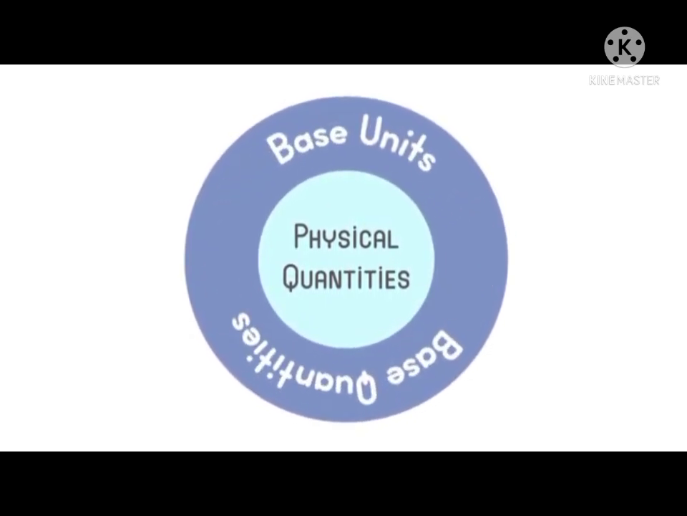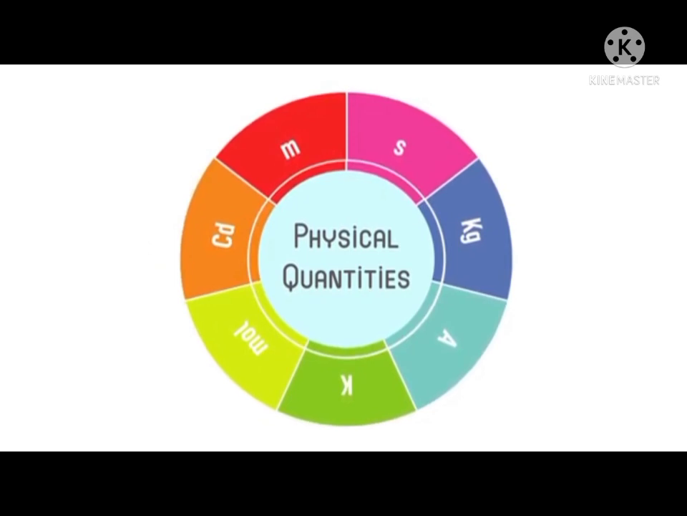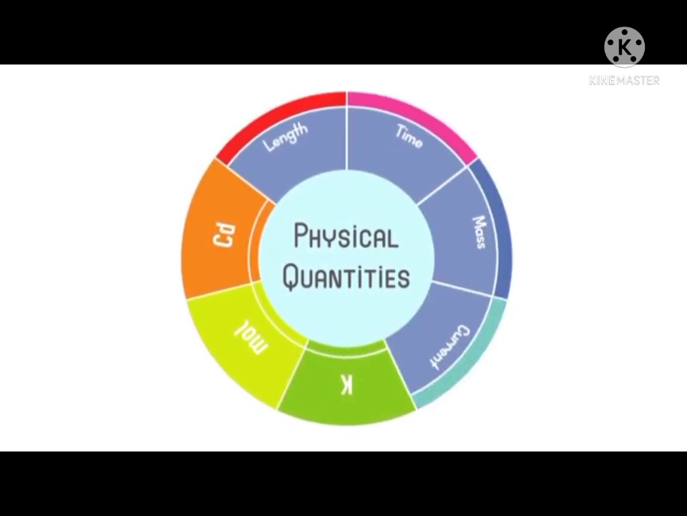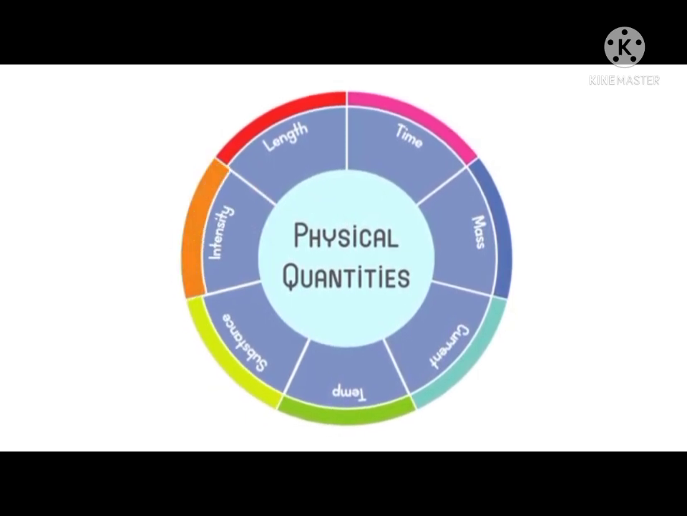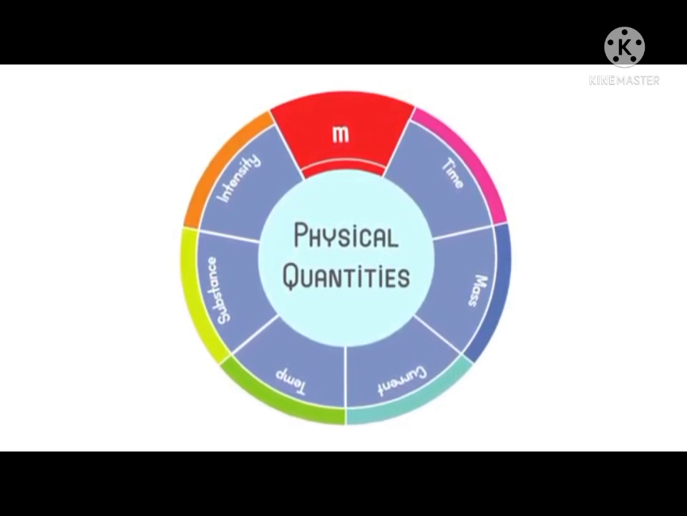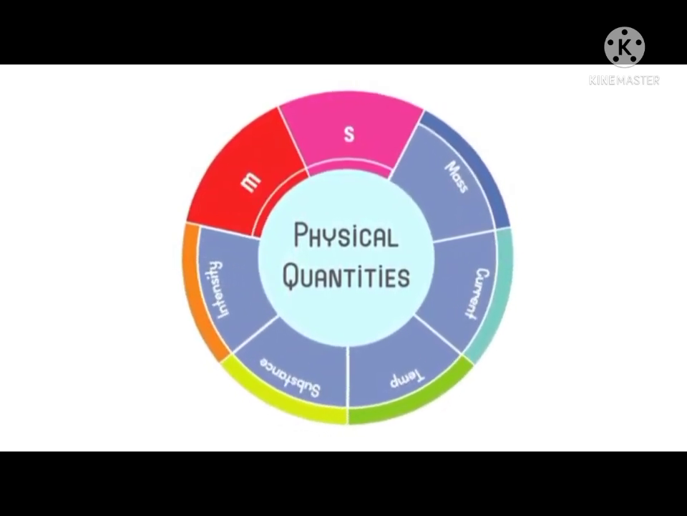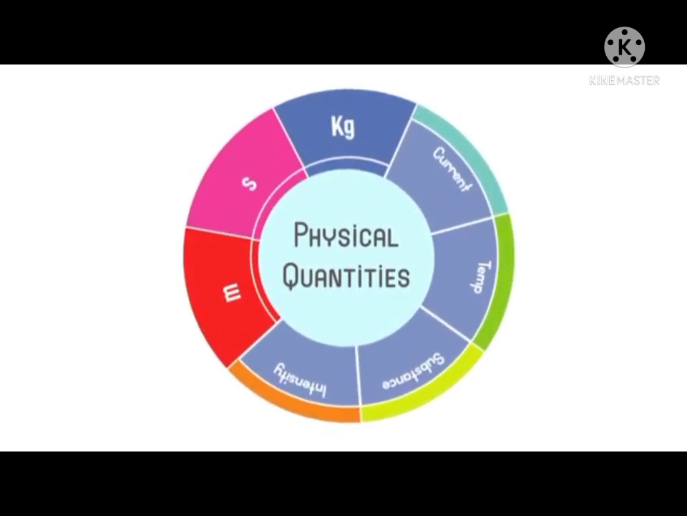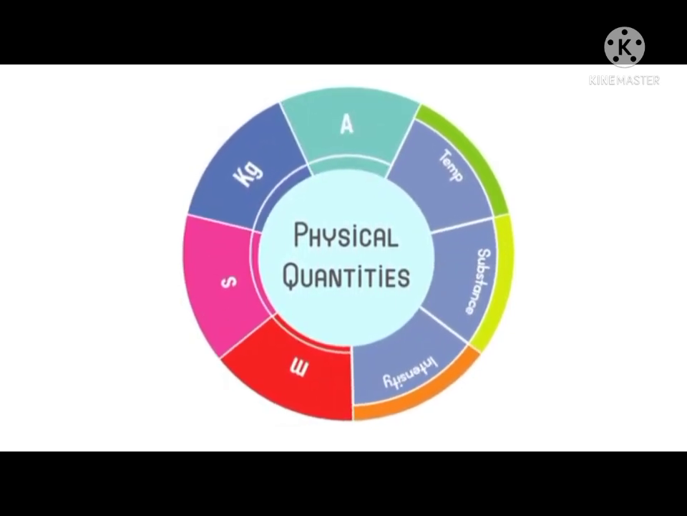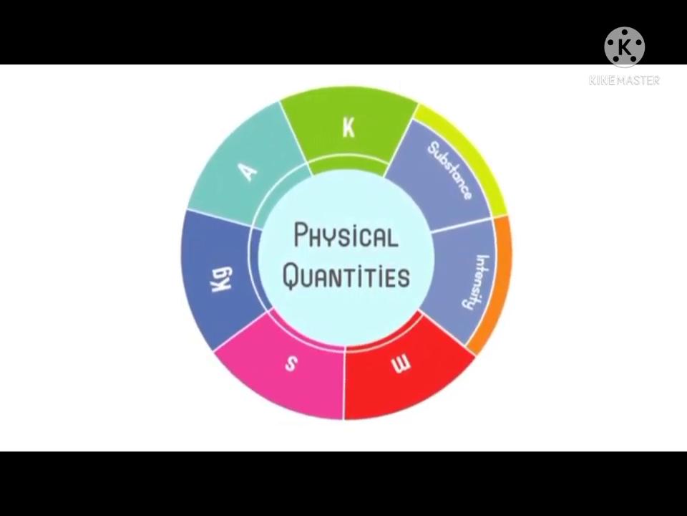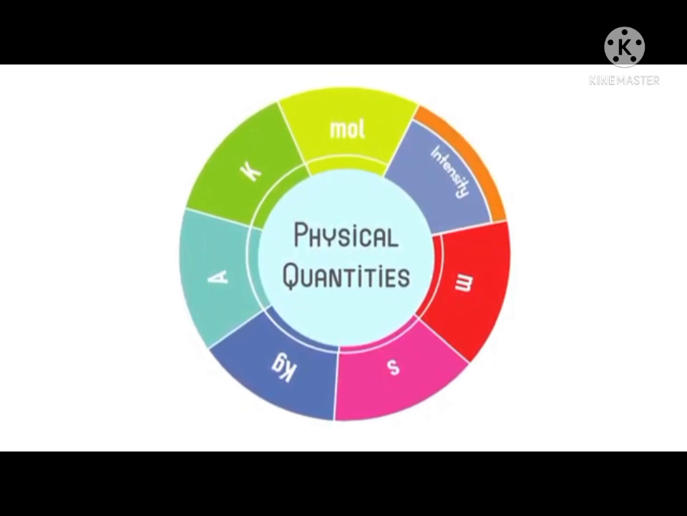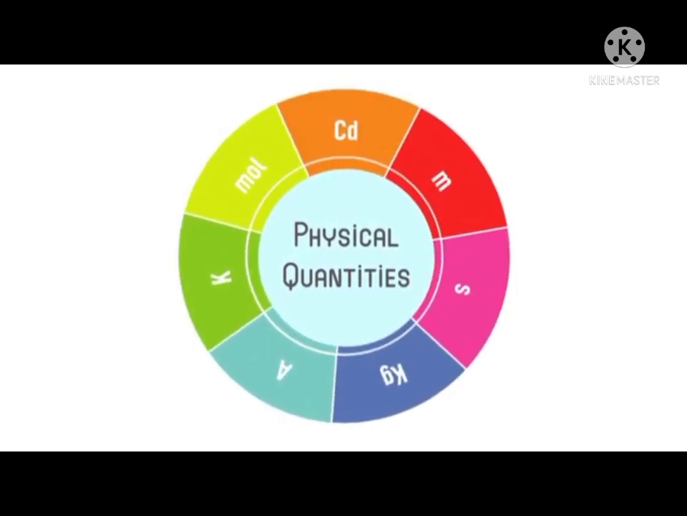Base units. The units used to measure base quantities are called base units. We now know that base quantities are 7 in number. But in what units these quantities are measured? Well, length is measured in meter. Time is measured in second. Mass in kilogram. Electric current in ampere. Temperature in Kelvin. Amount of substance in mole. And intensity of light in candela.